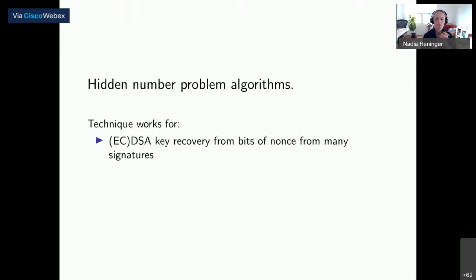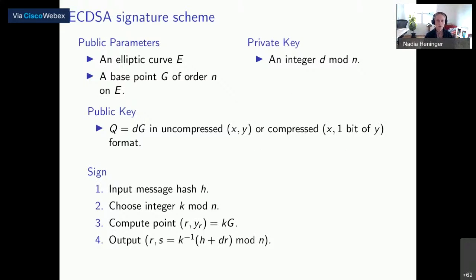So I've gotten to my last vignette, which is the hidden number problem set of techniques, which are used in many, many papers to do ECDSA key recovery from the bits of the signature nonce, if you can observe many signatures. So just to make sure we're all on the same page, I'll do this for ECDSA.